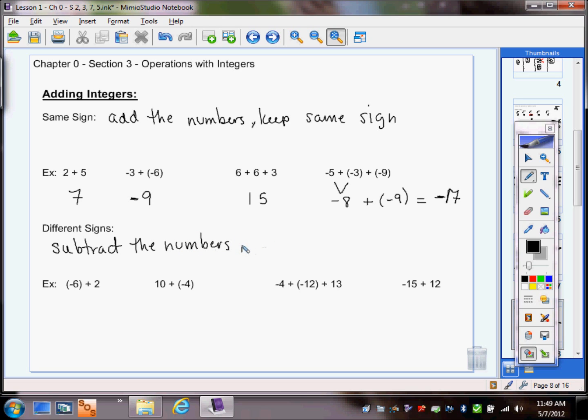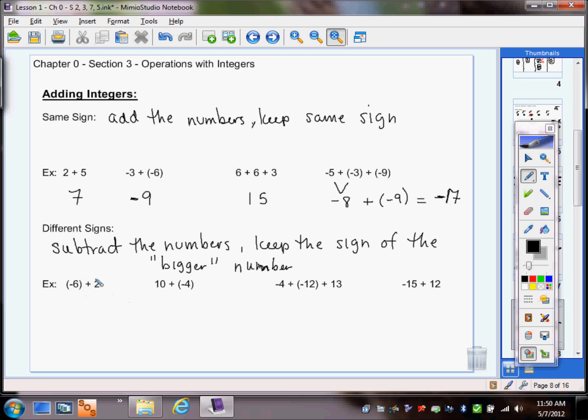You're going to subtract the numbers and you're going to keep the sign. Now I'm going to use a non-technical mathematical term here. I'm going to say you keep the sign of the bigger number. I can't say greater number because a positive number is always greater. So positive 2 is greater than negative 10, but 10 is bigger than 2. So you're going to use the bigger number.